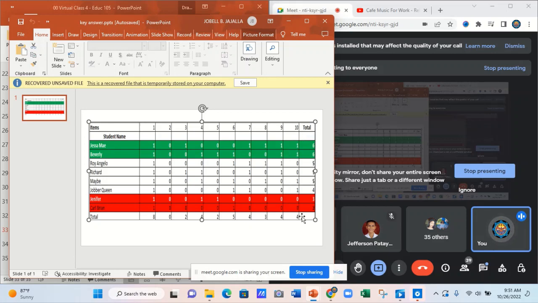Nakapasunod ba gikan sa highest down to the lowest scorer? Si Jessamay nakascore og 6, Beverly 6, Roy Angelo 5, Richard 5, maybe. So i-check yun. Di mo magtinanga ha pag tagaan na mo table. Kinahanglan you check kung nakapasunod ba ang table because that is very crucial or important.